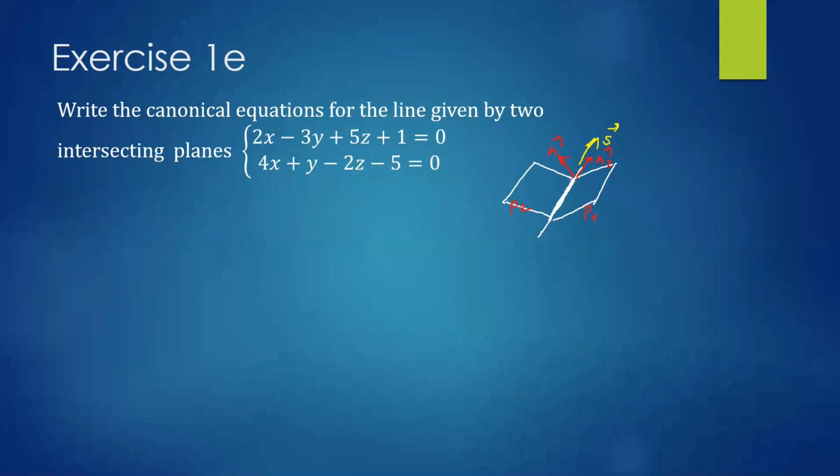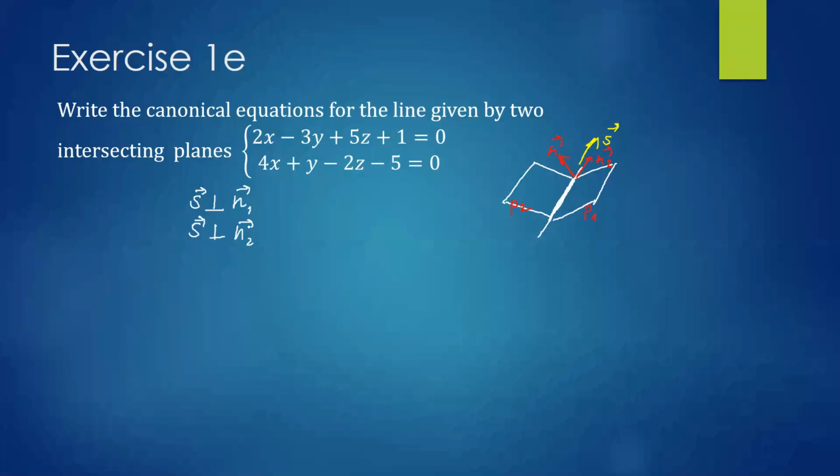So what happens is, I hope you can see how the direction vector of the line is perpendicular to both normal vectors, because the vector S actually lies in the first plane, therefore it must be perpendicular to the first normal vector. It lies in the second plane, and therefore it must be perpendicular to the second normal vector. So the direction vector of the line must be perpendicular to the first normal vector, and it must be perpendicular to the second normal vector.